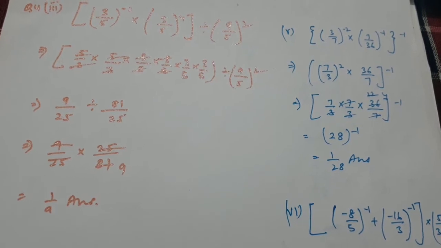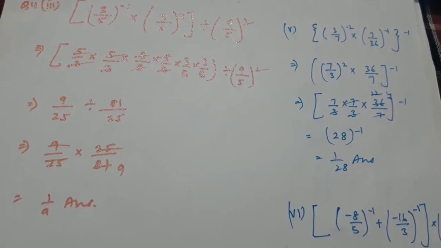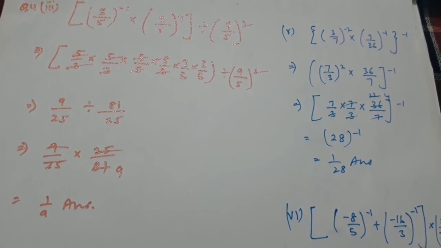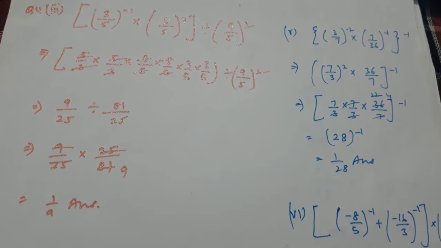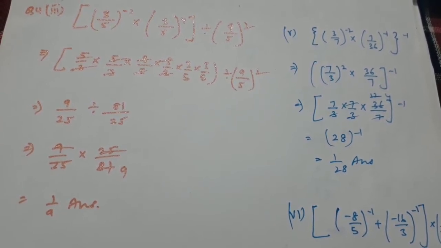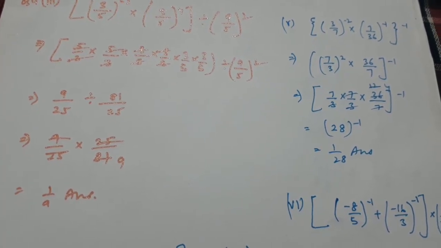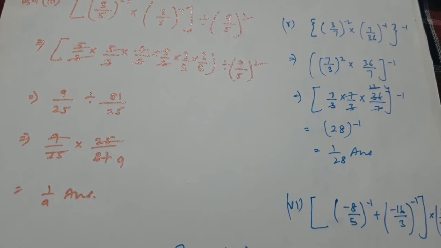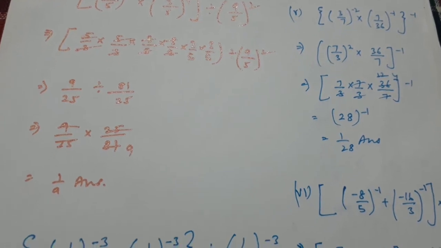In the fifth part, ((3/7) raised to the power minus 2 into (7/36) raised to the power minus 1) whole raised to the power minus 1. First remove the negative from the powers as ((7/3) raised to the power 2 into 36/7), whole raised to the power minus 1. After expansion and after cancellation, we will be left with (28/28) raised to the power minus 1. That will come out as 1/28.